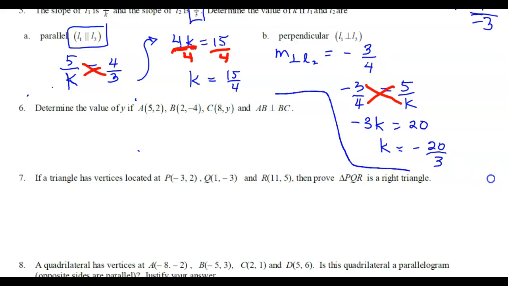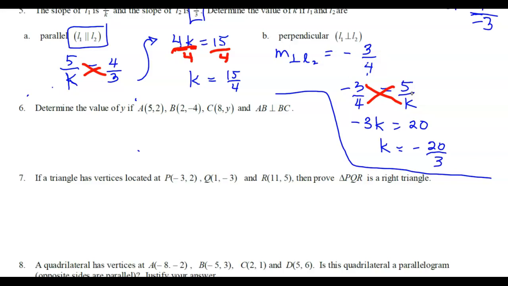Okay, so if they are perpendicular, they're negative reciprocal slopes. So if you're missing a value, you take the slope from L2, you find the negative reciprocal of it, and now it must equal 5 over k. Okay. So those are common types of questions about parallel and perpendicular.